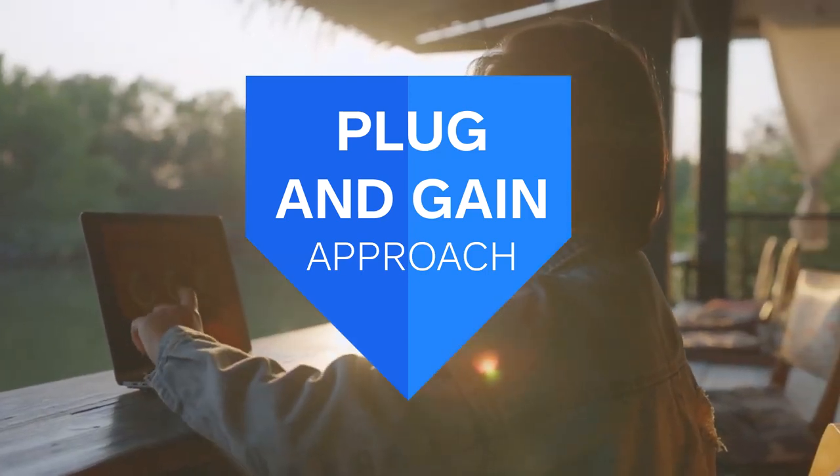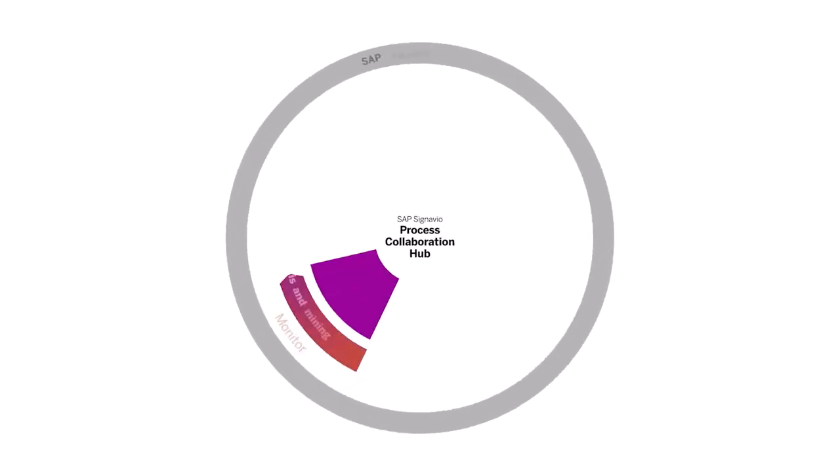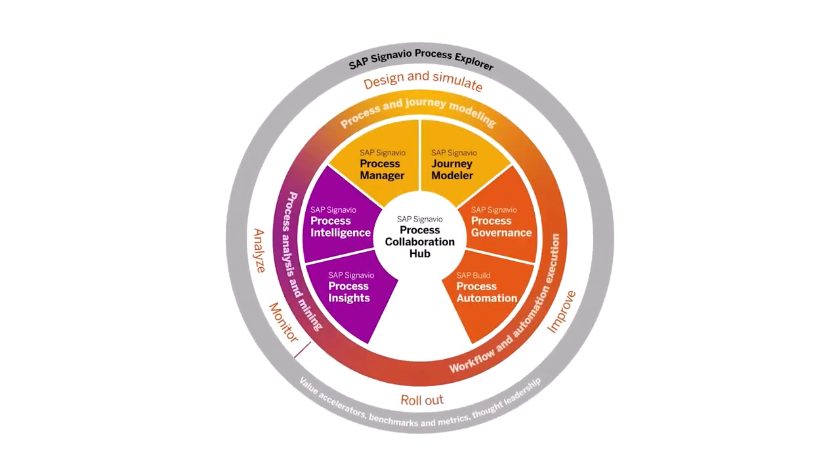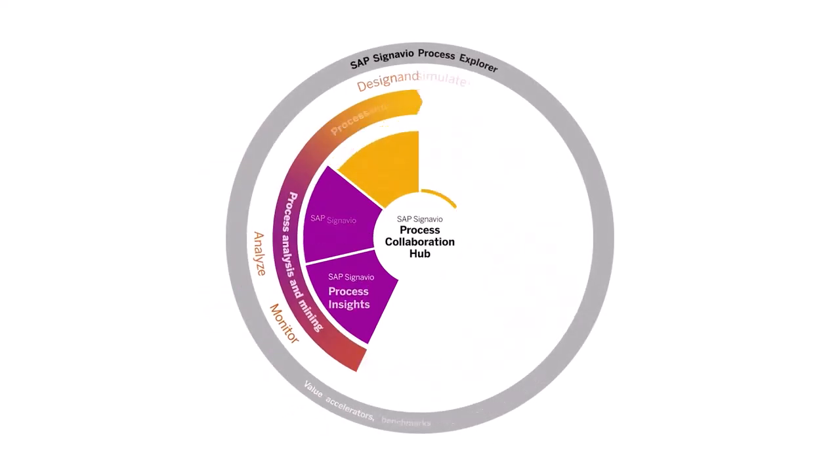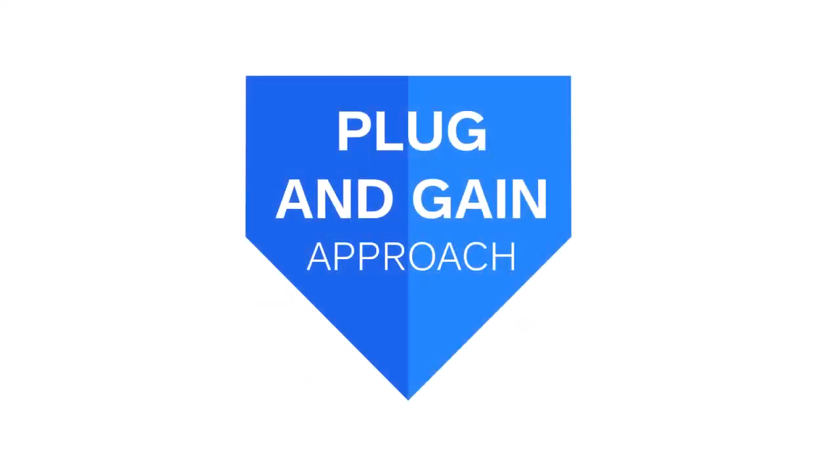But how does it work, you may ask? SAP Signavio Plug and Gain combines fast mining with deep mining capabilities. It allows you to quickly extract and analyze process data, enabling you to gain deep insights into making informed decisions.